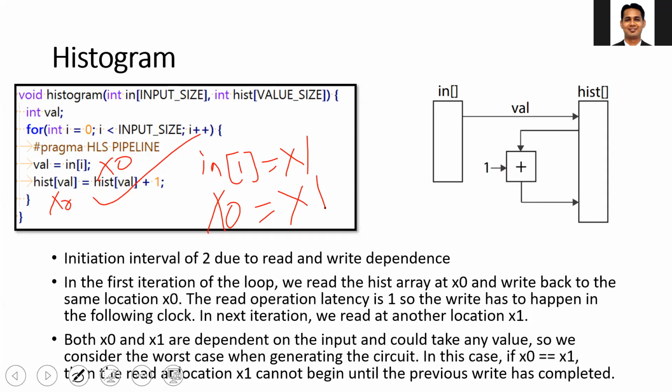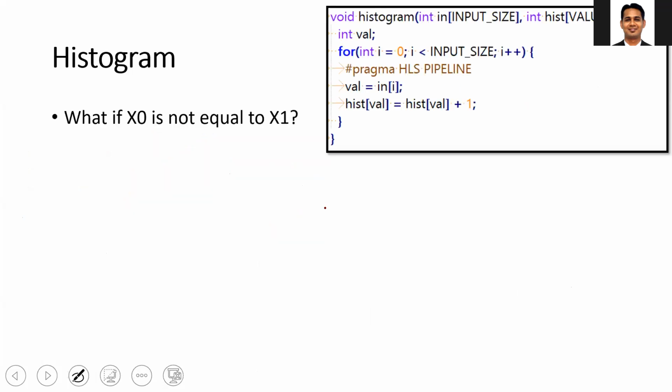So what is the solution? Say that I told you that x0 is not equal to x1. That means when you are receiving the image pixels one after another, the consecutive image pixels are not identical. In this case, there is no dependency between at least the consecutive iterations of the loop. We are telling that x0 is not equal to x1, which means there is no read and write dependency.